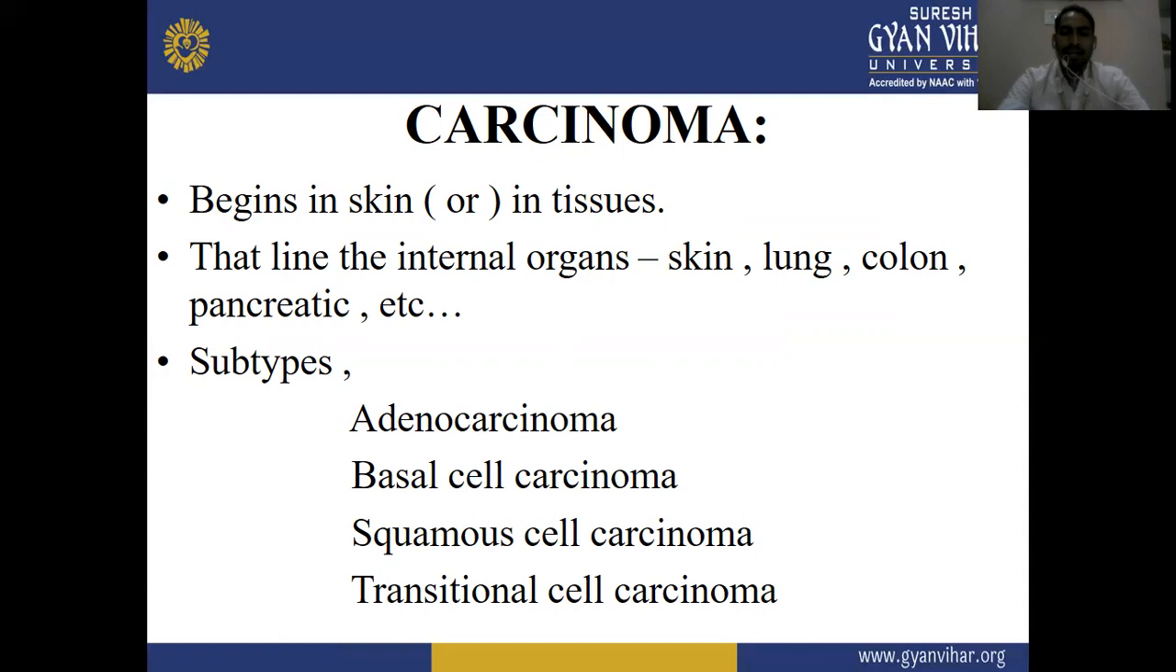Next one is basal cell carcinoma, a type of skin cancer that begins in the basal cells. And third type of carcinoma is squamous cell carcinoma, which is the second most common form of skin cancer. Last one is transitional cell carcinoma, also called urothelial carcinoma, a type of cancer that typically occurs in the urinary system.